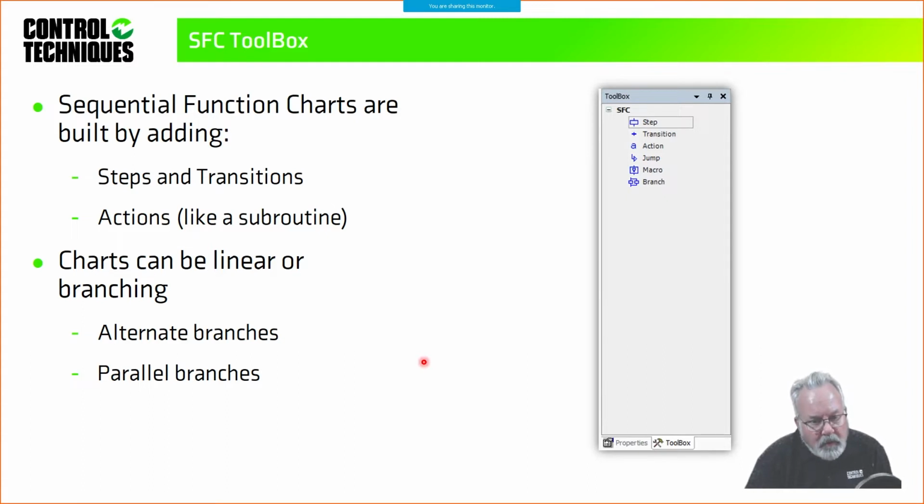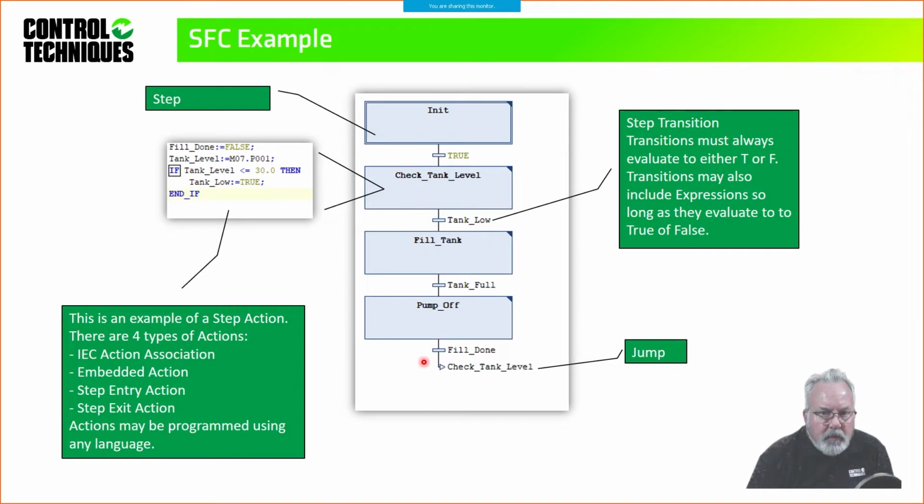And the sequential function chart can be linear or branching. And there are two different types of branching. There's an alternate branch, and then there's a parallel branch. So I'll show you those. Here's an example of a linear sequential function chart in the sense there's no alternatives, no parallel branches. It is just an inline sequential function chart.